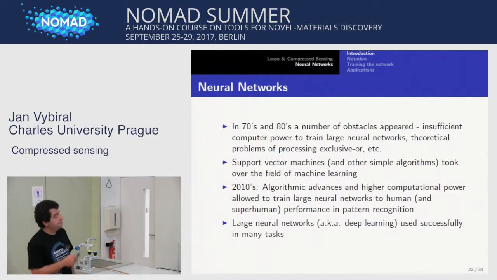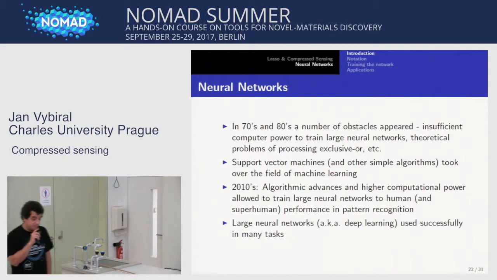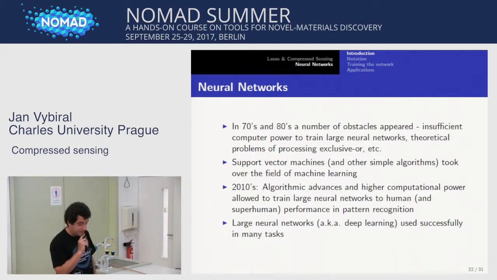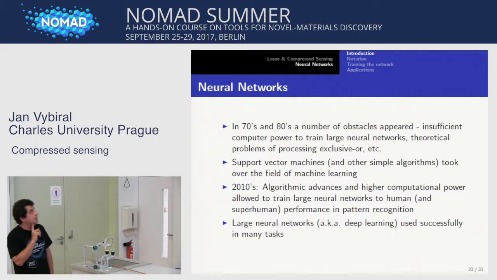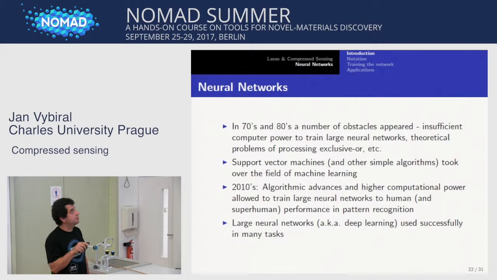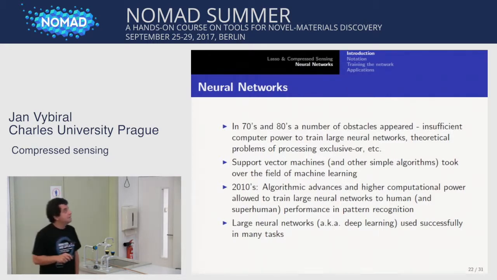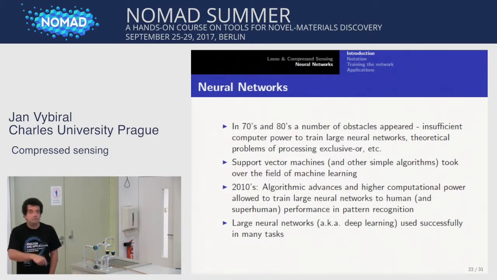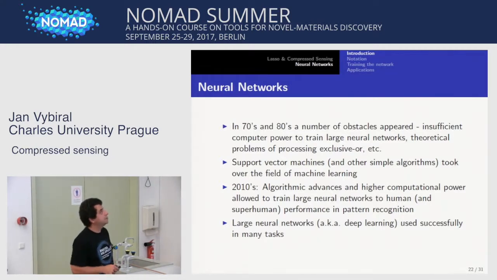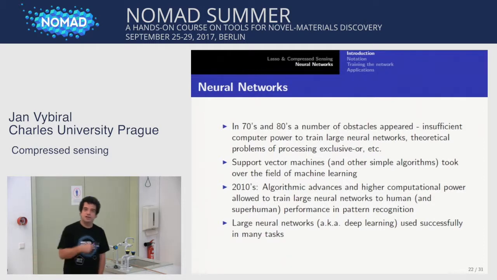After this pioneering work in the 40s, a number of different obstacles, both theoretical and hardware related, appeared, which slowed down the field, and essentially neural networks were a bit out of fashion in the 80s or 90s. The area of machine learning was taken over by lasso and support vector machines, which are quite easy to write down, easy to analyze, and easy to make some theory around.